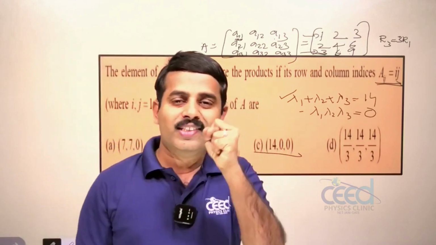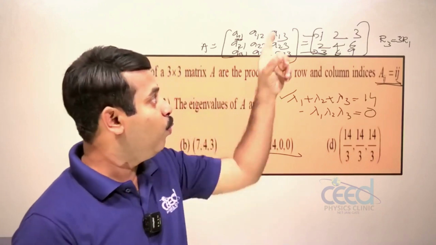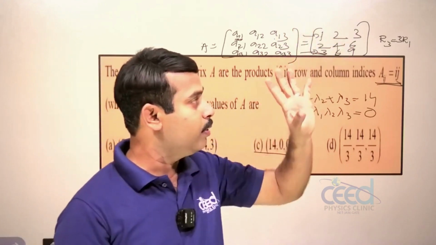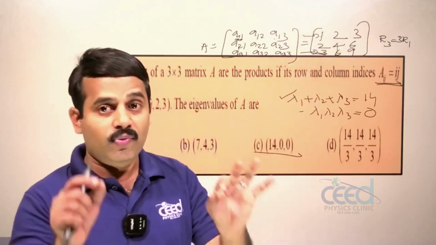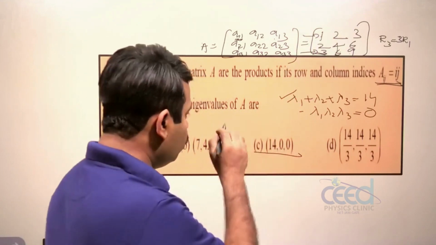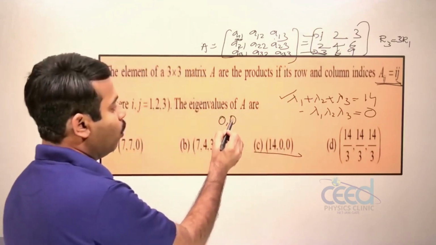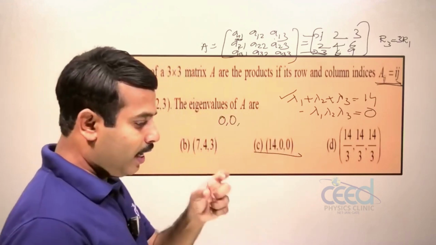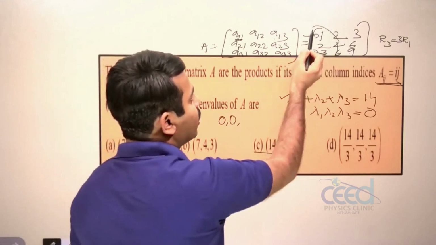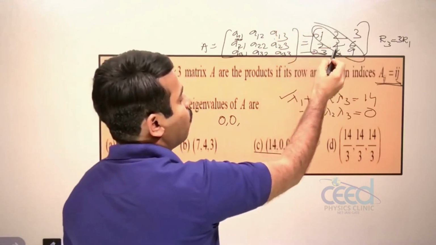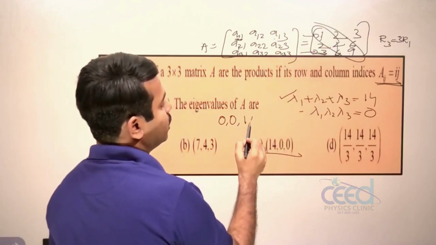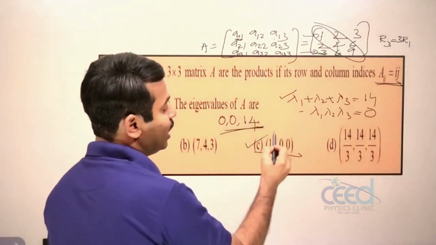So there we studied one trick. If one row is a constant multiple of another, the rule we studied is that two eigenvalues are 0 and the third eigenvalue is the sum of the diagonals. 1 plus 4 plus 9, that is 14. So this is the answer.